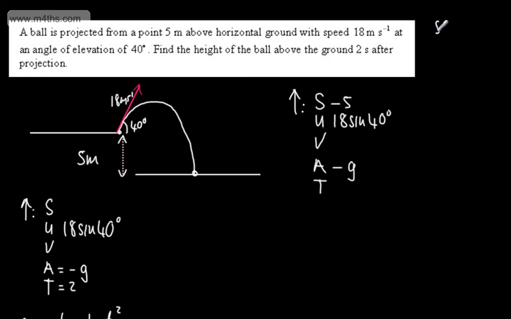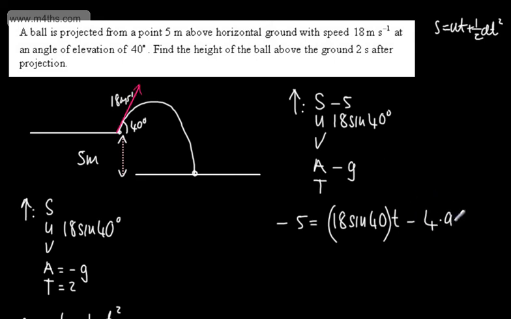So we can use S is equal to ut plus 1/2 at squared. And we can say that negative 5 will be equal to ut. So that's 18 sine of 40 degrees multiplied by t minus 1/2 at squared. So minus 4.9 t squared. We've got a quadratic in t, so rearranging: 4.9 t squared minus 18 sine of 40 multiplied by t minus 5 is equal to 0.